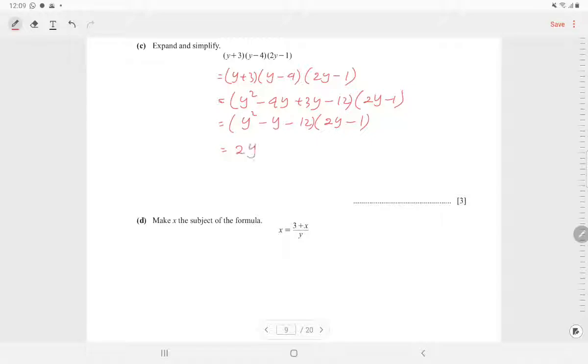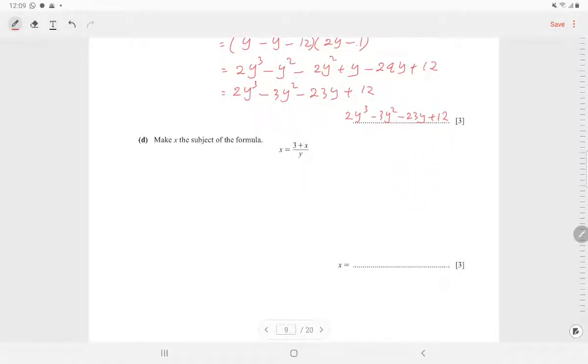So we have 2y cubed, this times this, minus y squared, this times this, minus 2y squared, this times this, plus y, this is minus 24y plus 12. So then we have 2y cubed minus 3y squared minus 23y plus 12. So it's 2y cubed minus 3y squared minus 23y plus 12.